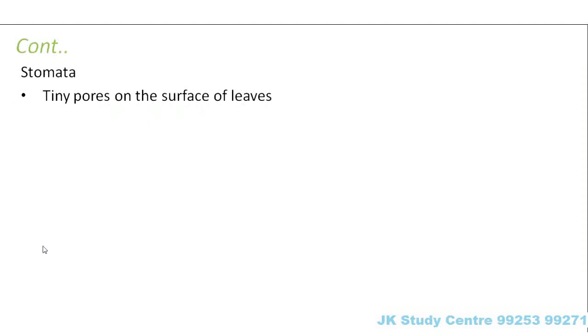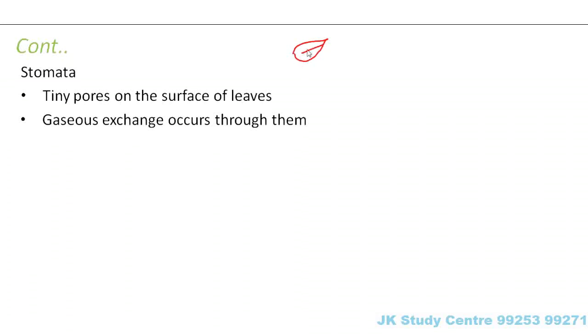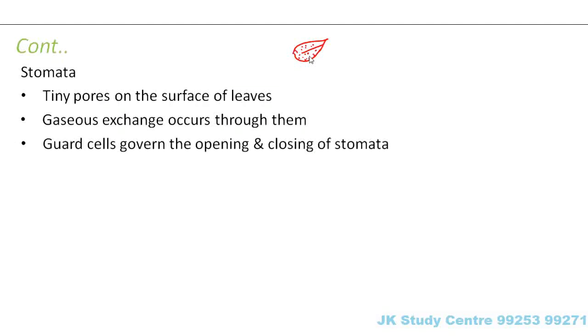But when I talk of stomata, they are present on the surface of a leaf. On the surface of the leaf, let us suppose if this is a leaf, we will have small pores, extremely tiny pores, which are not visible with the naked eye. These pores are called stomata. Now gaseous exchange occurs through them. Whenever you have pores, exchange of gases can take place. This is how the plant will absorb carbon dioxide, because carbon dioxide is present in the atmosphere. So the plants can take in carbon dioxide through these small pores on the leaves. Guard cells govern the opening and closing of stomata.